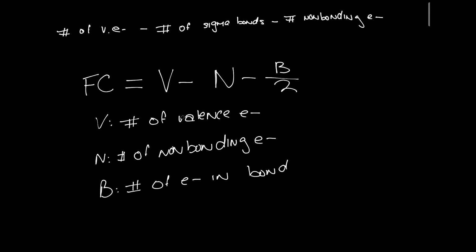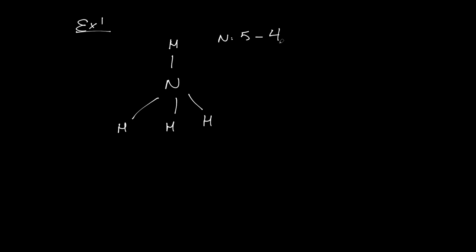So let's do some practice problems. Let's say we had NH4 plus. Say we had this molecule. We know nitrogen has 5 valence electrons, minus, it doesn't have any lone pairs, doesn't have any non-bonding electrons, so minus 4 sigma bonds, which gives a positive charge. So we denote that using that.